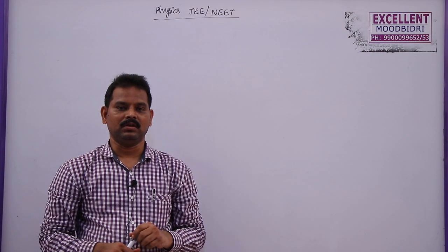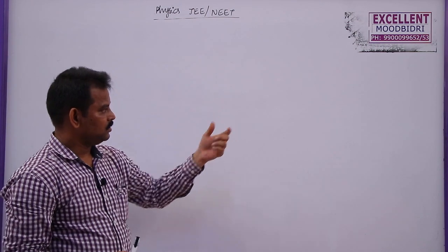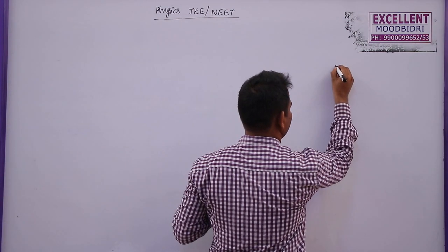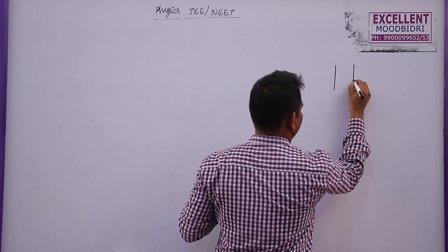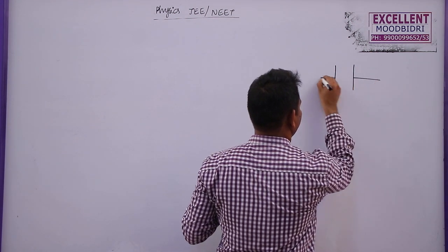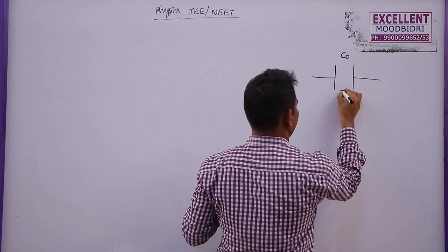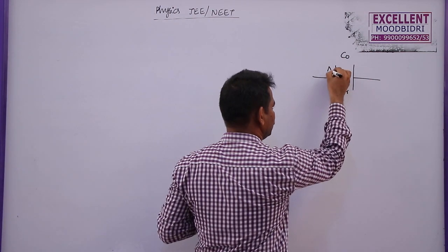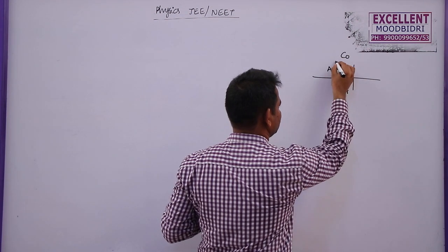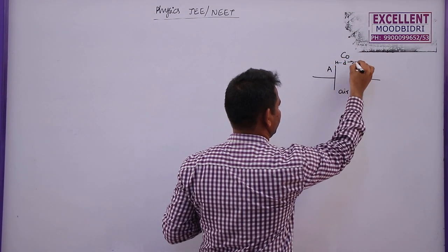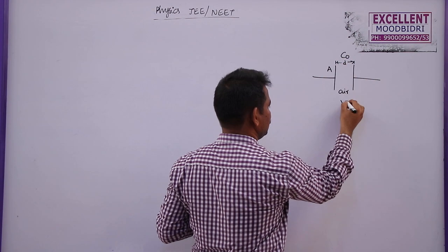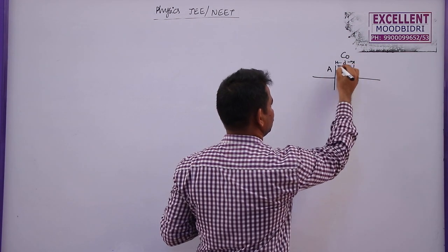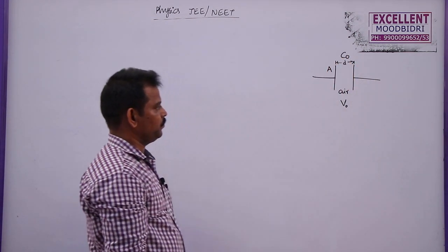Suppose you take a capacitor of capacitance C. Let me take this as C naught, and air is the dielectric medium between the two plates. Area of each plate is A, and the distance between the two plates is D, and the potential difference is V naught.